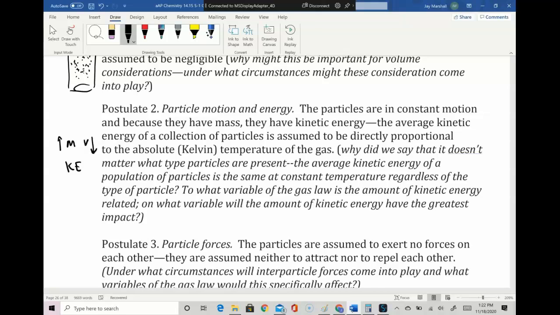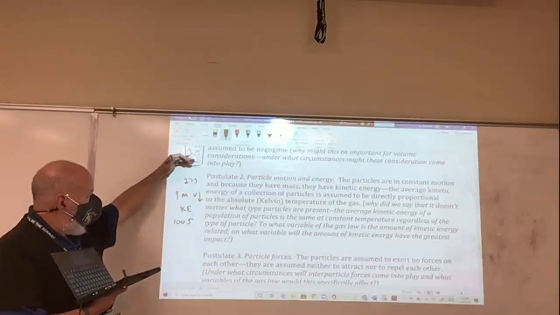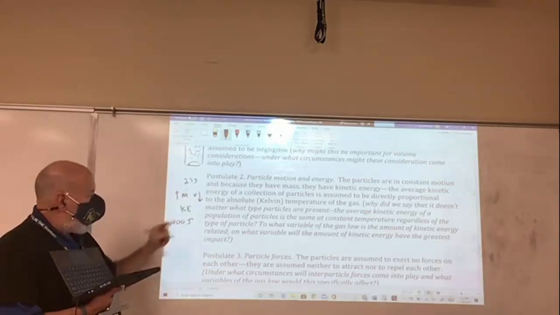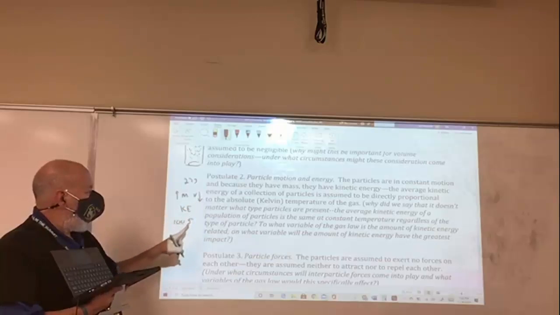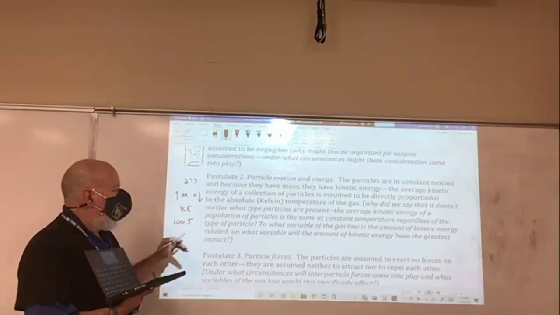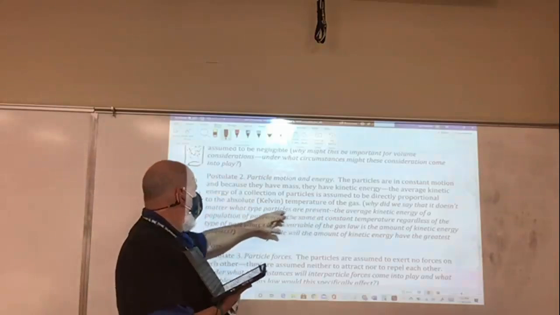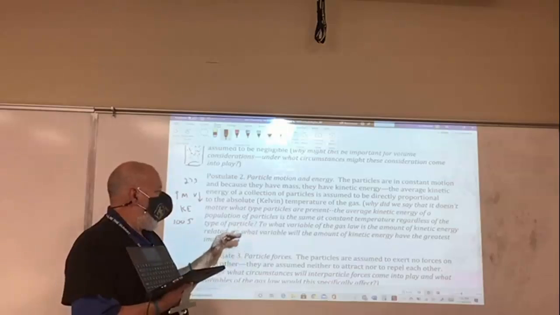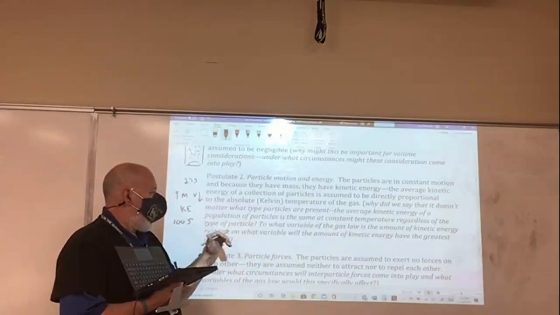So if my temperature is 273, and I have a certain number of joules of kinetic energy, let's say I just have 100 joules of kinetic energy in my total sample. If I increased the mass, the velocity of those particles would slow down so that I would still have that same 100 joules of energy. Okay? So, it doesn't matter what type of particles are present, the average kinetic energy of a population of particles is the same at constant temperature regardless of the type of particle.